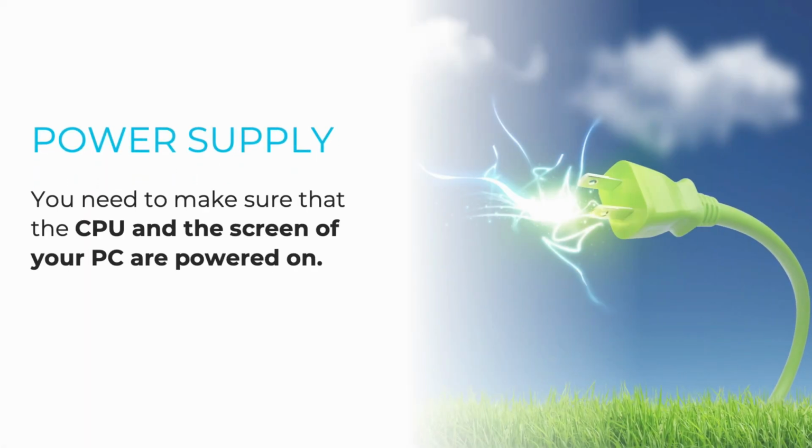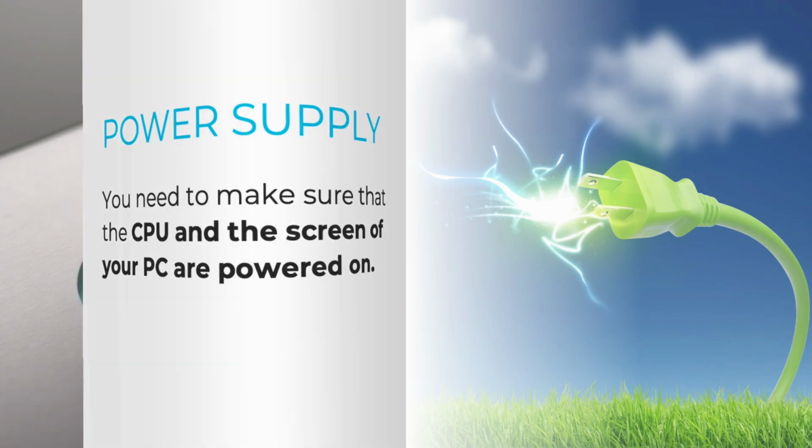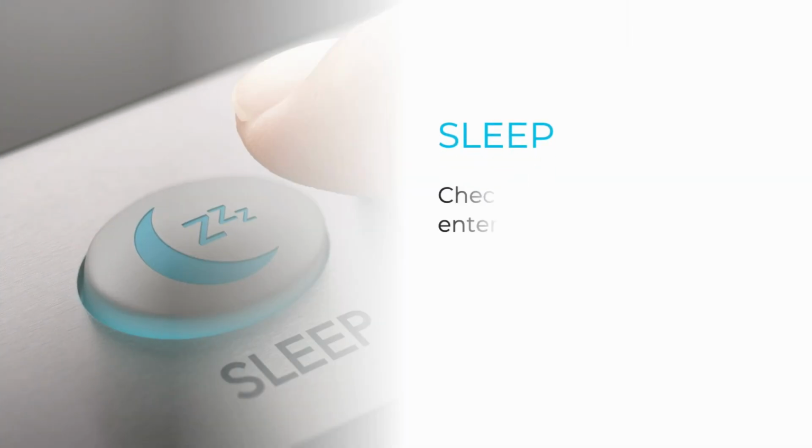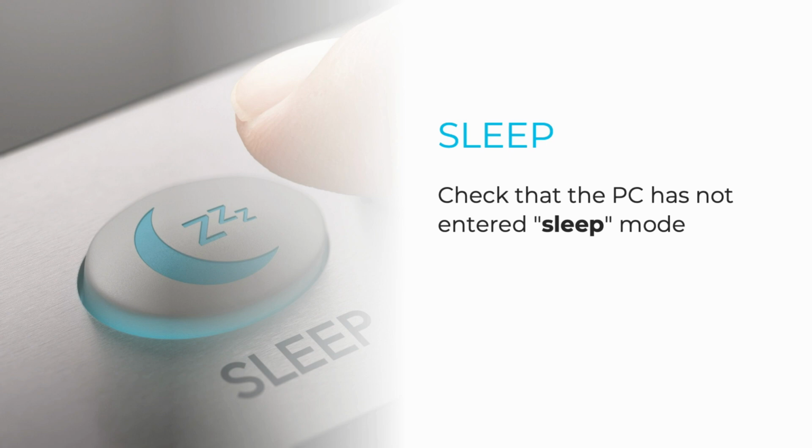Power supply. Even if it may seem obvious, you have to make sure that the CPU and the screen of your PC are turned on. In theory, the two elements should have lights, if they are well powered. You can try restarting the PC to see if that fixes the problem. Sleep. Another obvious thing is to check that the PC has not entered sleep mode. To check, you just have to move the mouse to wake it up.